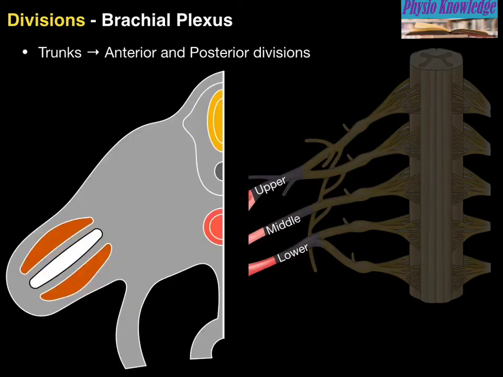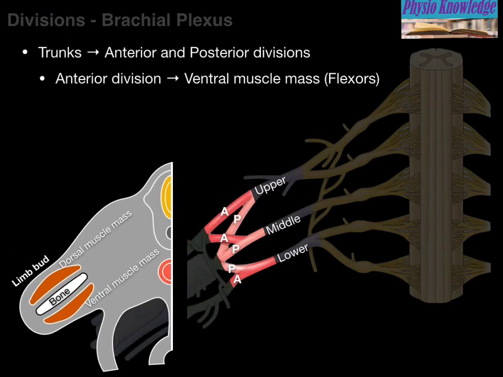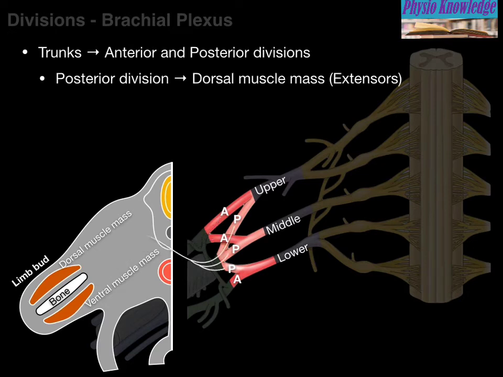So to answer this, let's talk about embryology for a second. Here's a cross-section through a developing embryo, and there's the developing limb bud. And so in this developing limb bud are bones, and the bones have a dorsal and ventral muscle mass, muscles that form ventrally and dorsally to these bones. And so what we see is the following. The anterior division of the brachial plexus sends its axons to the ventral muscle mass, which are flexors. And the posterior division of the brachial plexus sends its motor neurons to innervate the dorsal muscle mass.